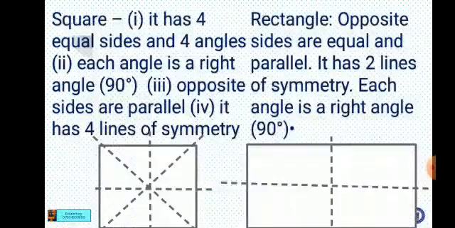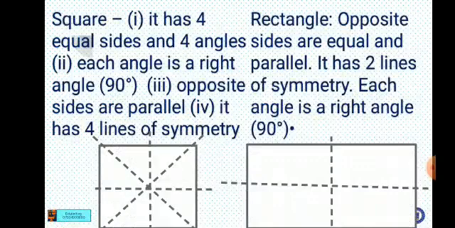The first one is square. Square has four equal sides and four angles. Each angle is a right angle, which is angle 90 degrees. Opposite sides are parallel. It has four lines of symmetry.